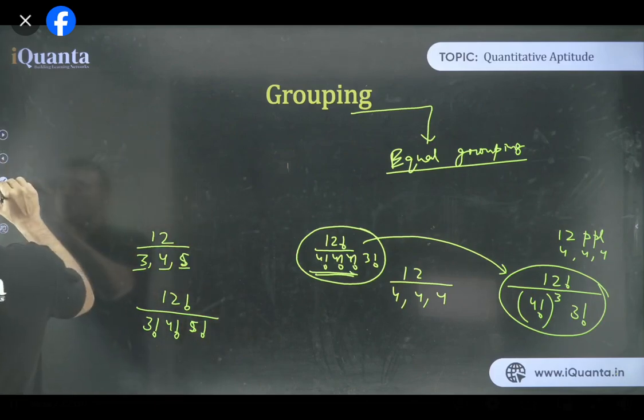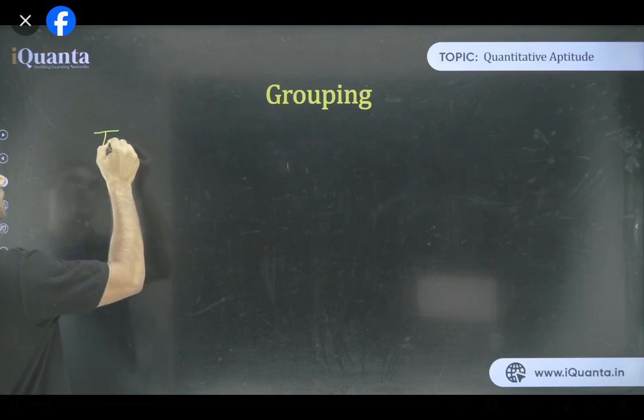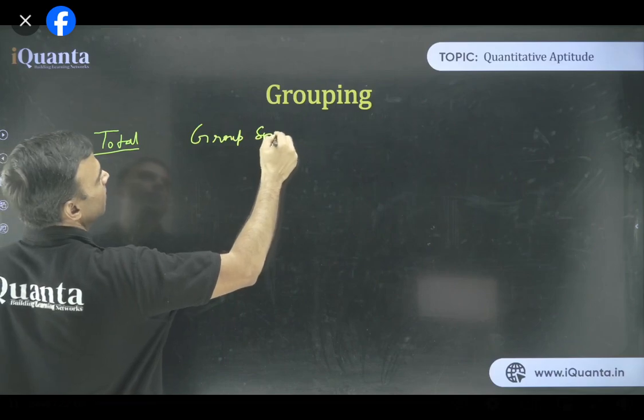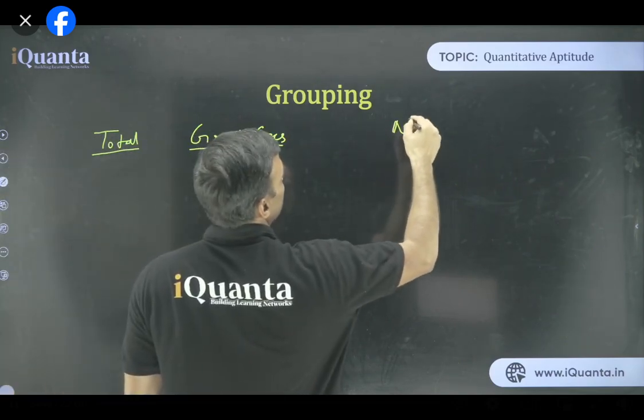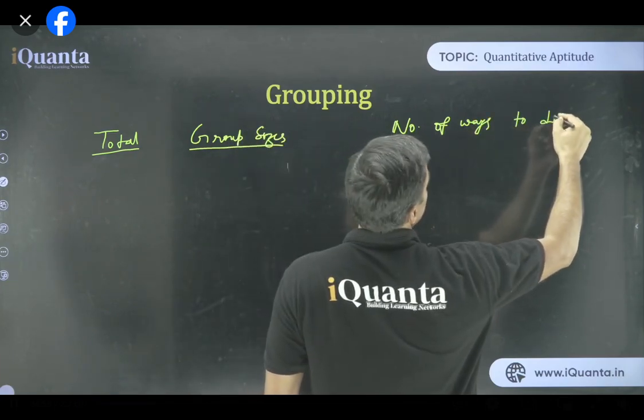Okay, in fact, I'll give you more examples. Wait, let's make it a little more clear. I'll give you the total number here, and I'll give you the group sizes. Okay? And I want you to find the number of ways to divide.